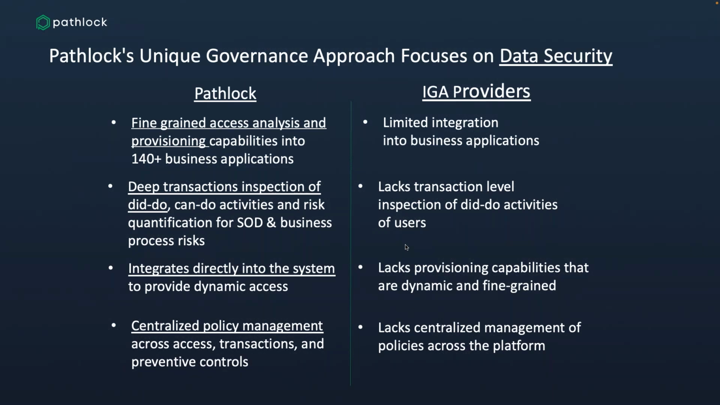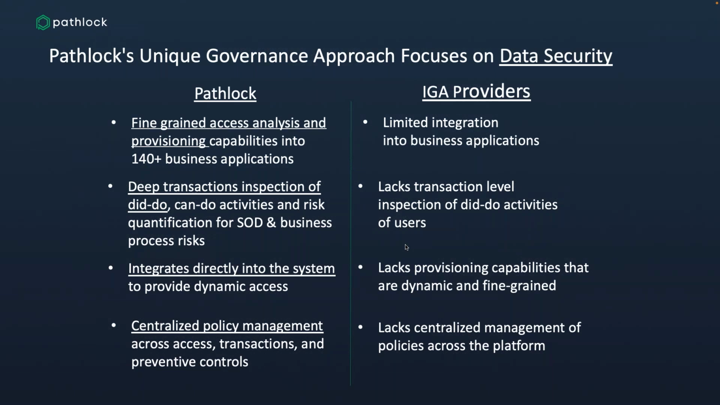So one of the advantages to Pathlock is we have a really unique governance access approach with a focus on data security. If you look at some of the things that we're able to do, down the left-hand side, comparative to IGA providers, for example, we have fine-grained access analysis and provisioning capabilities into 140 plus business applications. You'll see a little bit of that today when I demo. You'll see provisioning and deprovisioning based upon the change of somebody within a department.